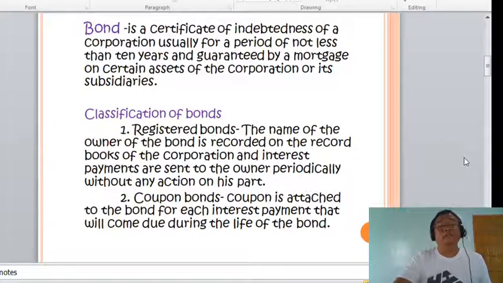Another is the so-called coupon bond. A coupon is attached to the bond for each interest payment that will come due during the life of the bond. After the life of the bond, the owner of the bond will be given the interest on the amount invested.